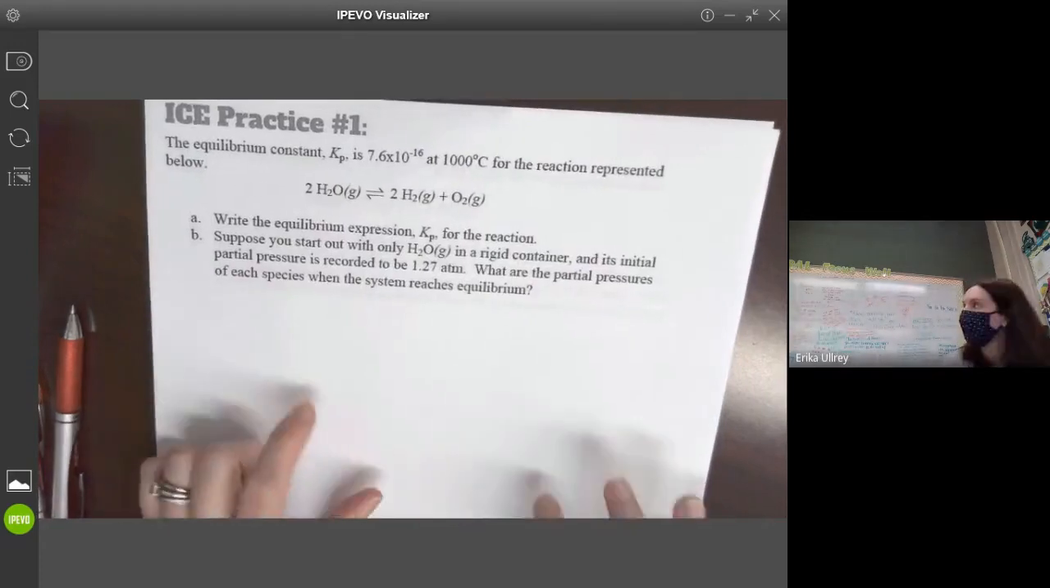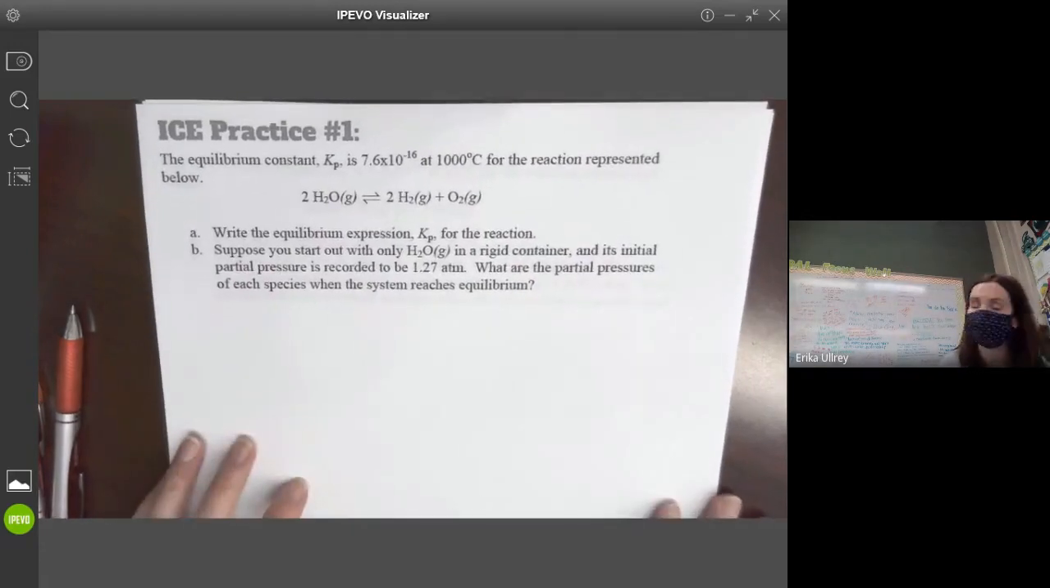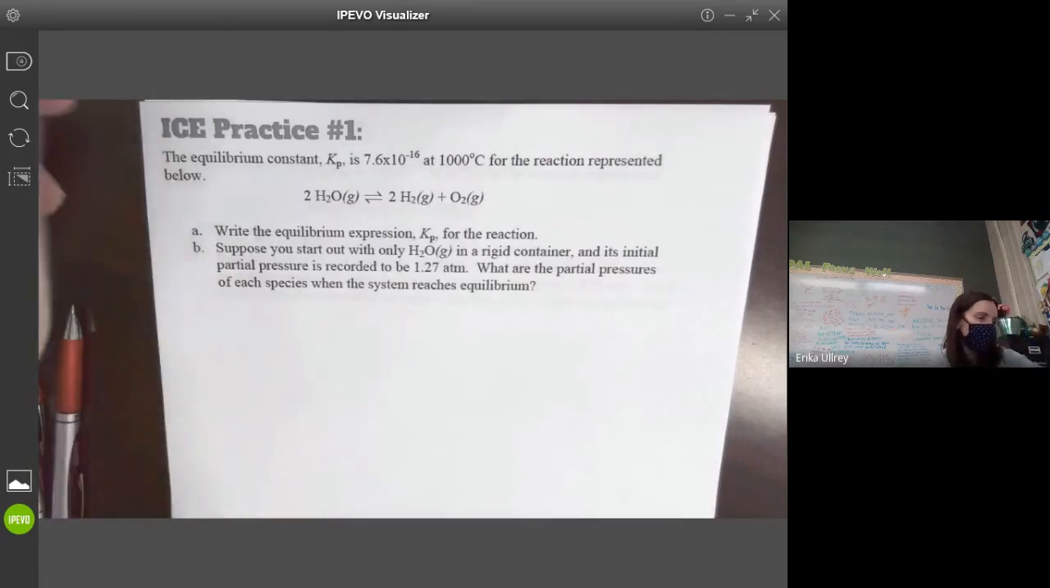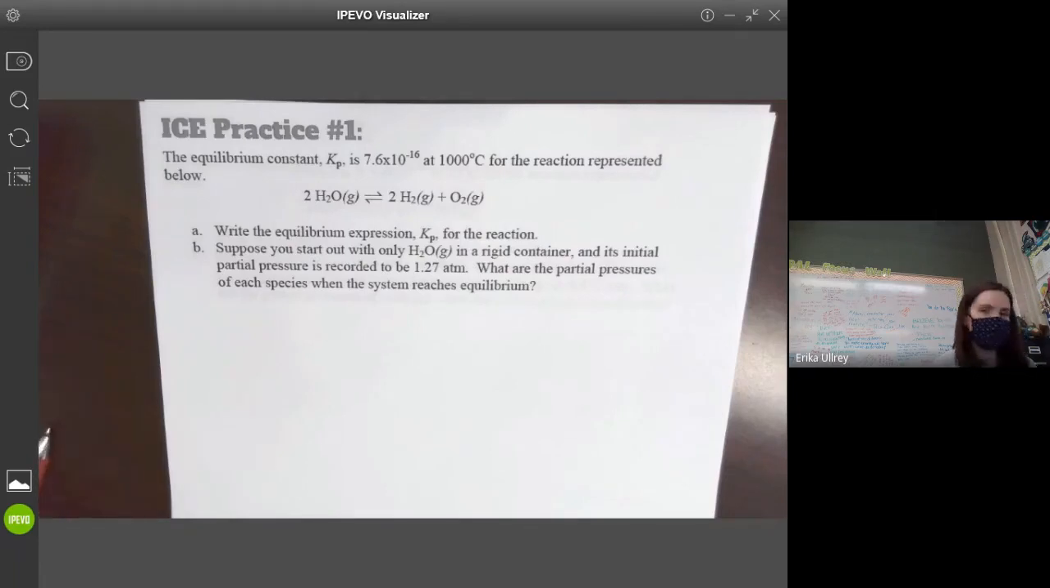Okay, so let's go through this one, see how we can knock this out, and then the last 10 minutes so that we have a class. So it says write the equilibrium expression for Kp. We are given the balanced equation, so we didn't have to do that step first.